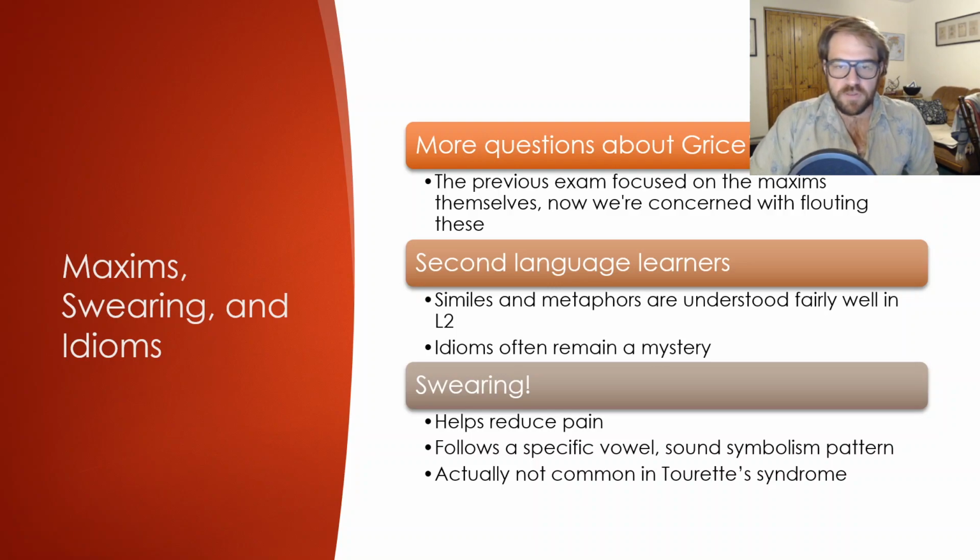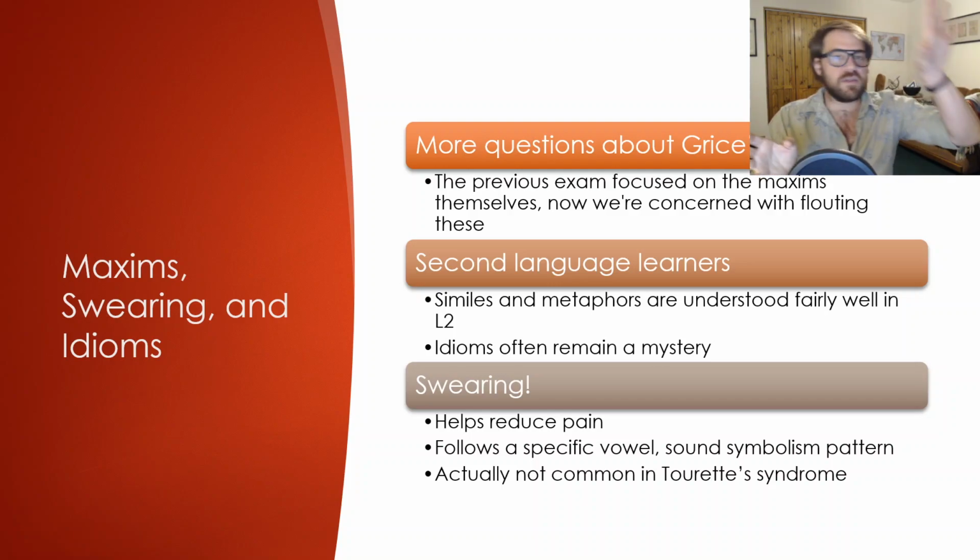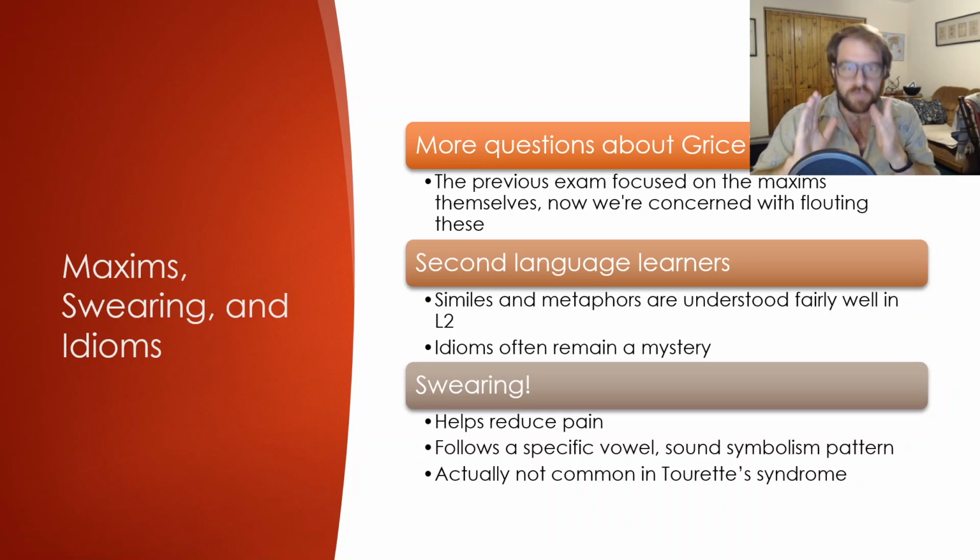Okay, so last time, the last exam, we went over Grice's maxims. The questions that you had there were focused on what the maxims are and what they mean. In this one, we're more concerned with what happens when you flout these maxims. That's also in the previous video, so go back and look at that, and that's what you're going to need for the questions about Grice's maxims, how they relate to sarcasm, overstatement, etc.